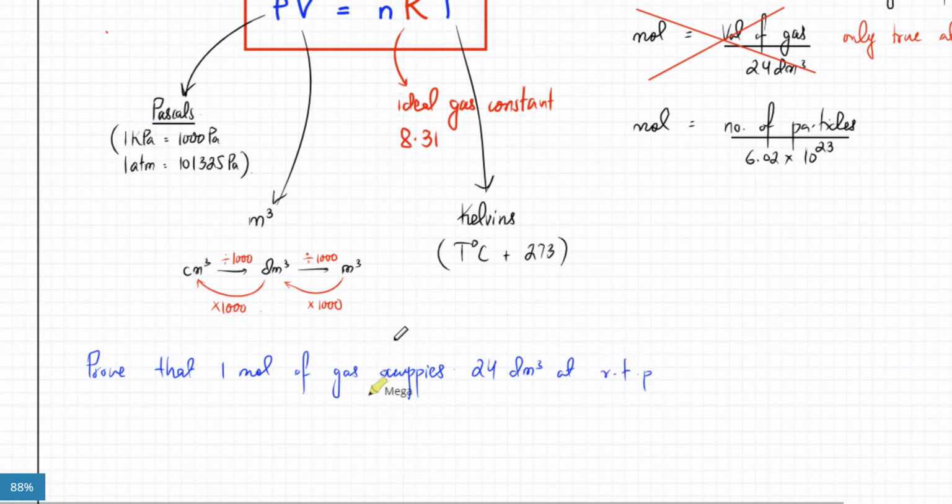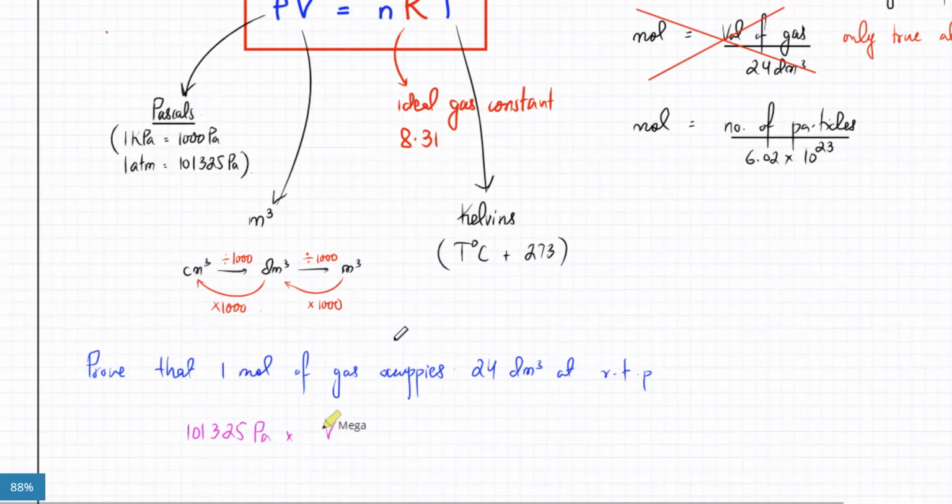So I need to figure out the volume. I'm going to try and figure out 1 mole of gas. Would it occupy 24 dm cube at RTP or not? So the pressure is going to be in pascals. It's going to be 1 atmosphere, so it's going to be 101,325 pascals. The volume I'm trying to figure out, what volume would be occupied?